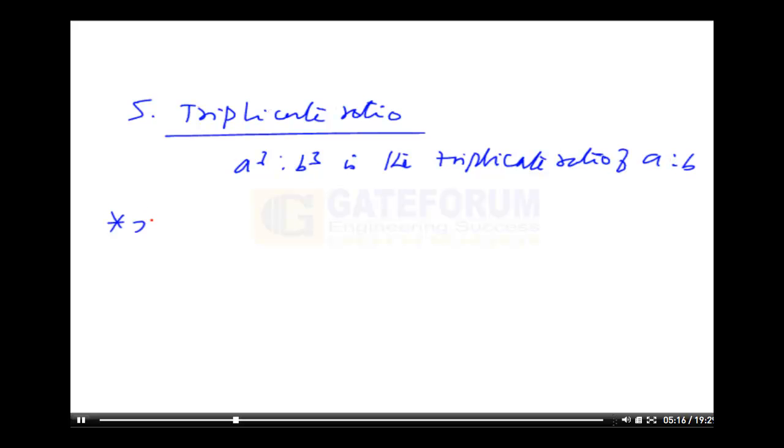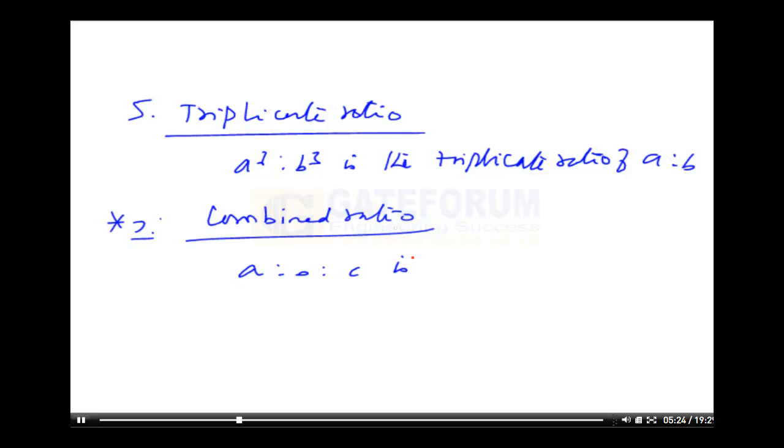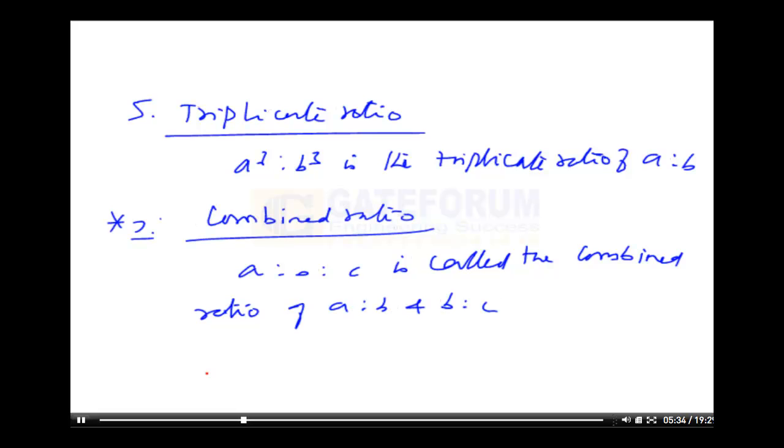What is important is this, which is called combined ratio. How will you combine two ratios? A is to B is to C is called the combined ratio of A is to B and B is to C. Let us learn it by an example. Find A is to B is to C, if A is to B is 2 is to 3 and B is to C is 4 is to 5.